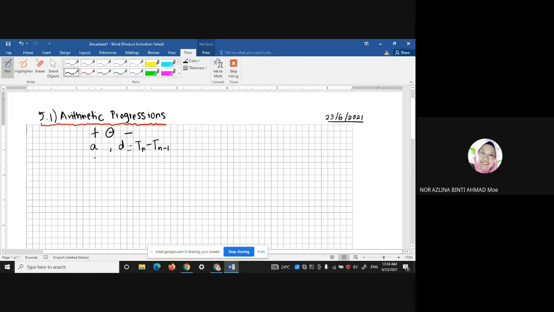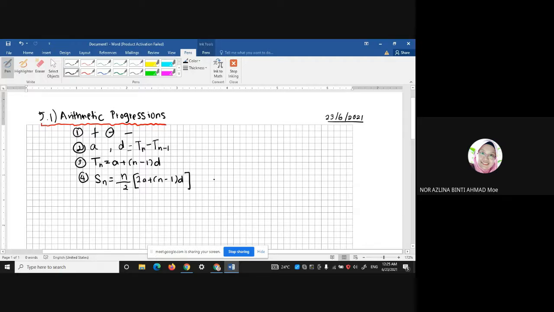Okay, next we had learned about the formula Tn. So the formula Tn equal to a plus n minus 1 d. Next, this is number 1, number 2, and number 3. Next, number 4, learn about Sn, the formula Sn. Sn is the sum of the first n terms, equal to n over 2 in bracket 2a plus n minus 1 d.